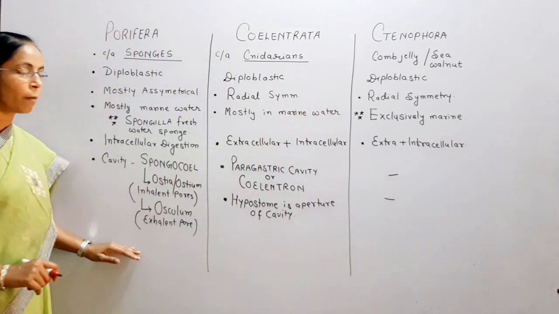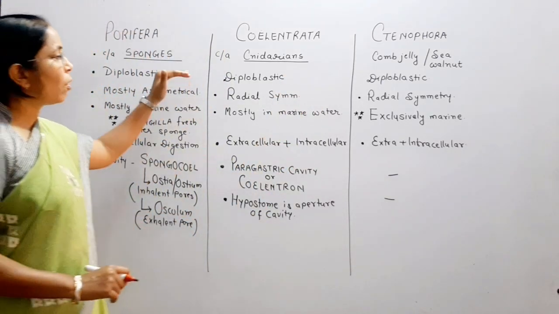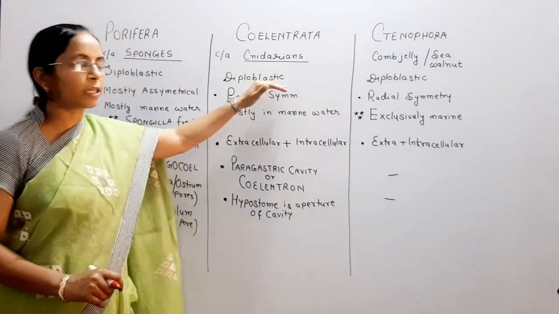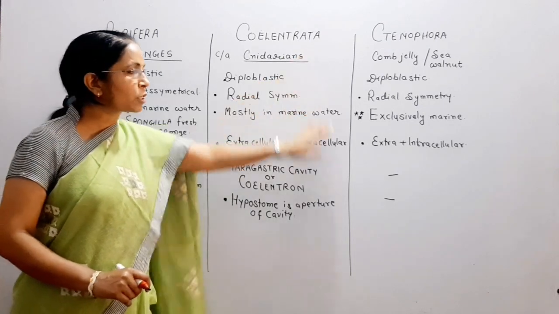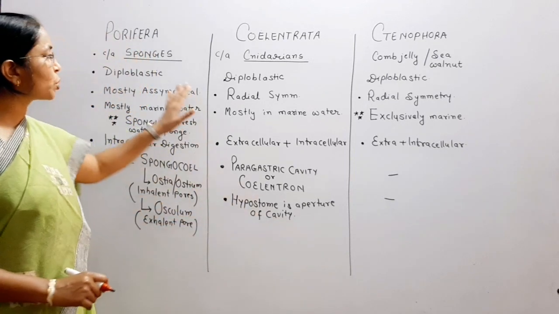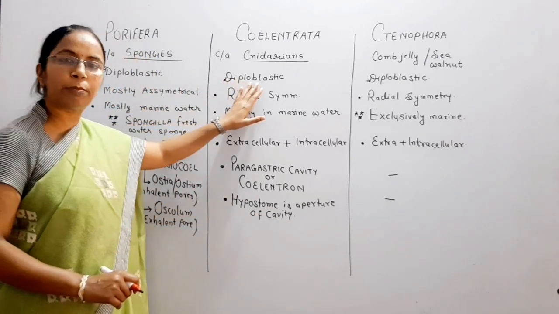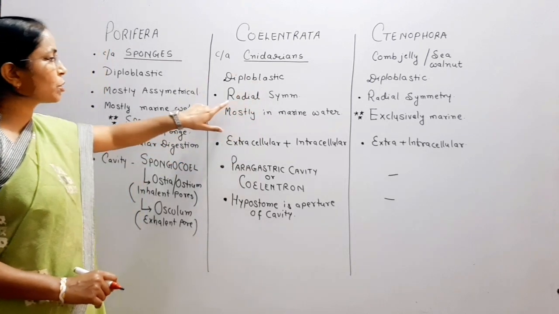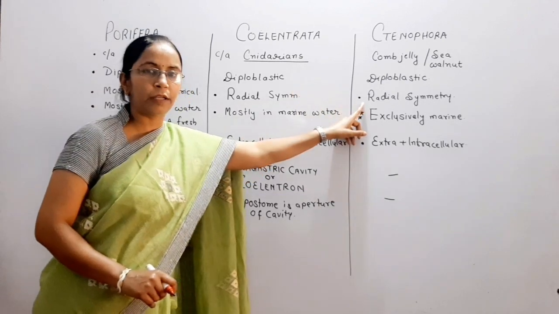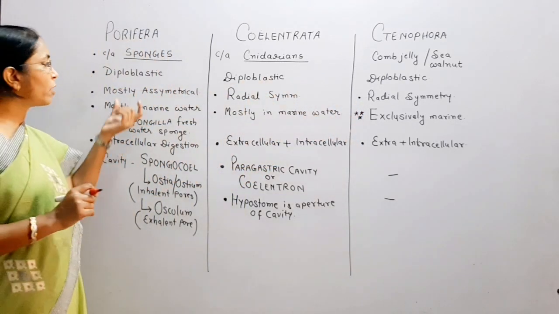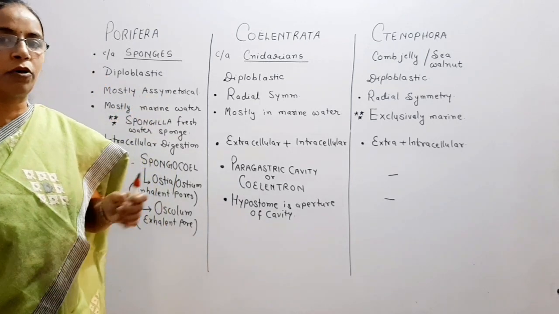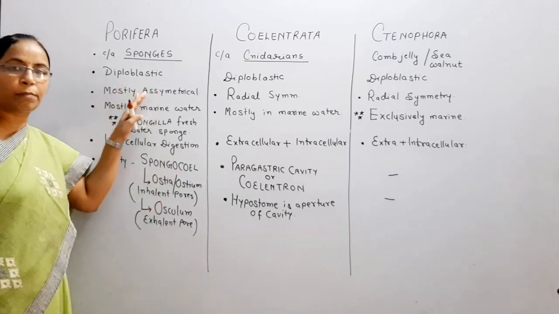For comparative purposes, we next study the condition of the individual, whether they are hermaphrodites, that is bisexual, or unisexual. So this chart you remember very well for all these three phyla. Among the common things asked in exams are diploblastic condition and symmetry. The second and third, coelenterata and ctenophora, show radial symmetry, whereas in the entire animal kingdom, asymmetrical organisms are present only in porifera. So that part you remember.